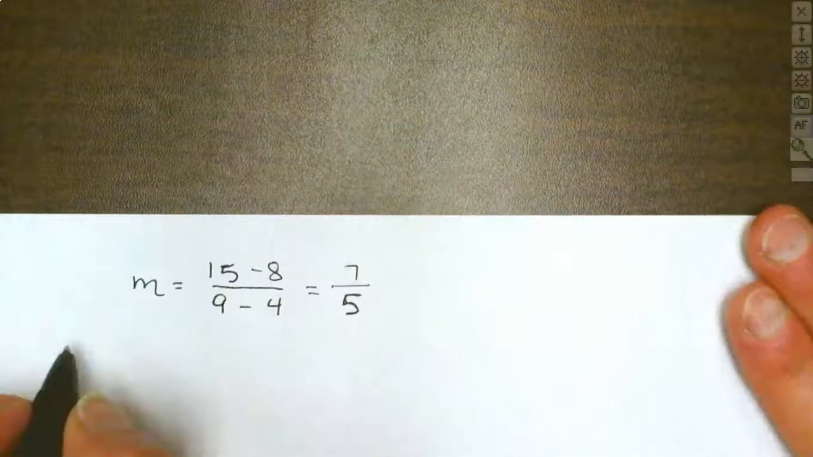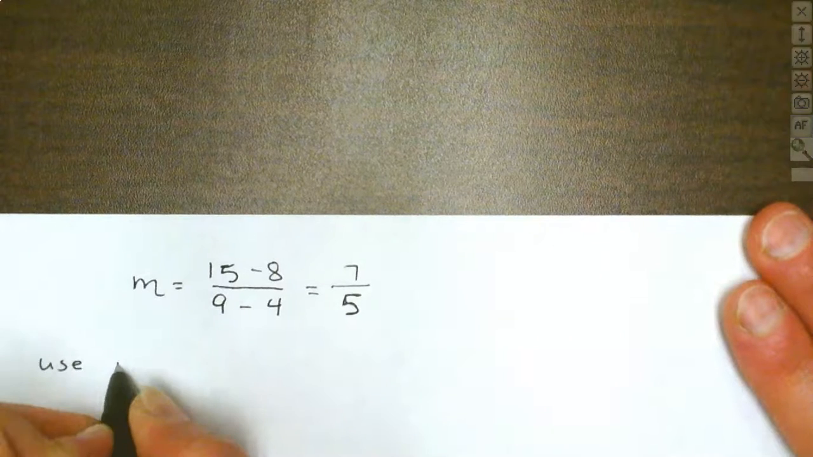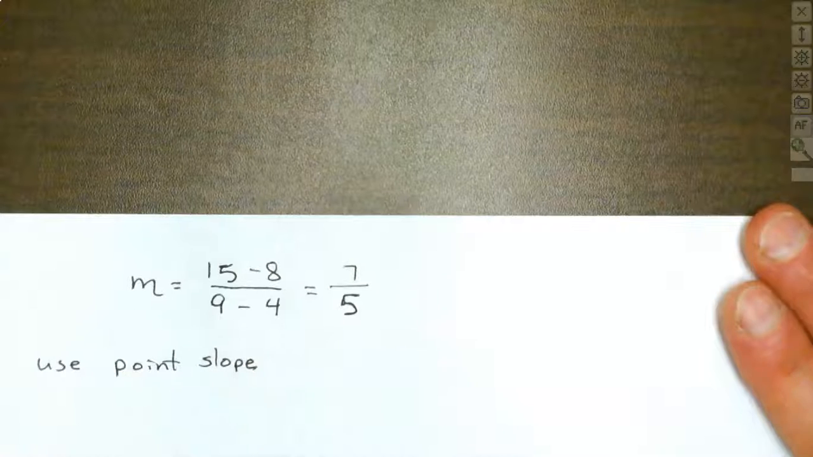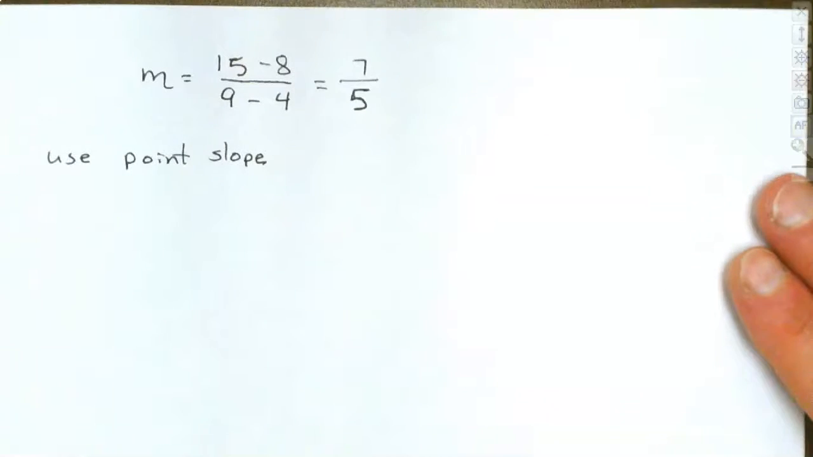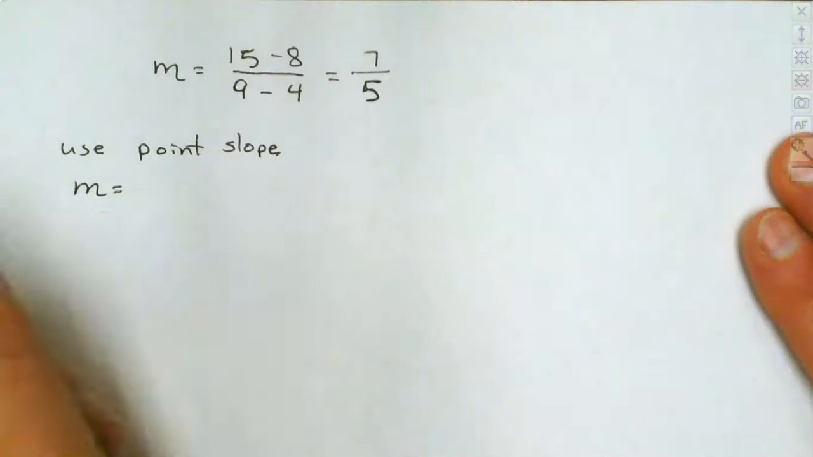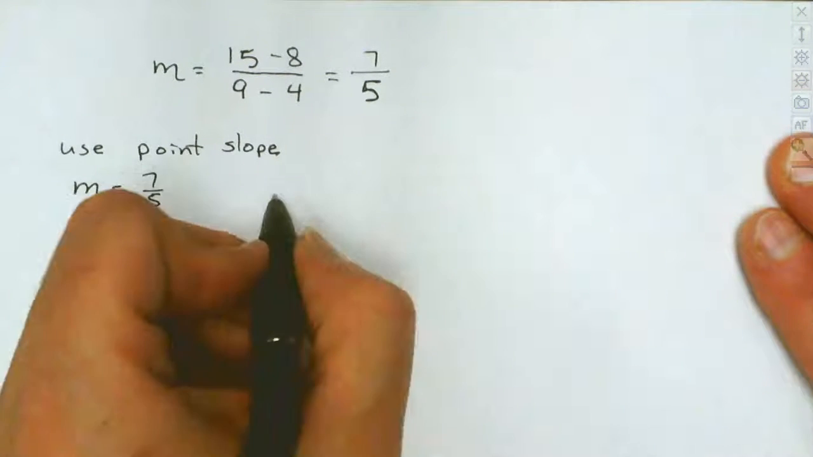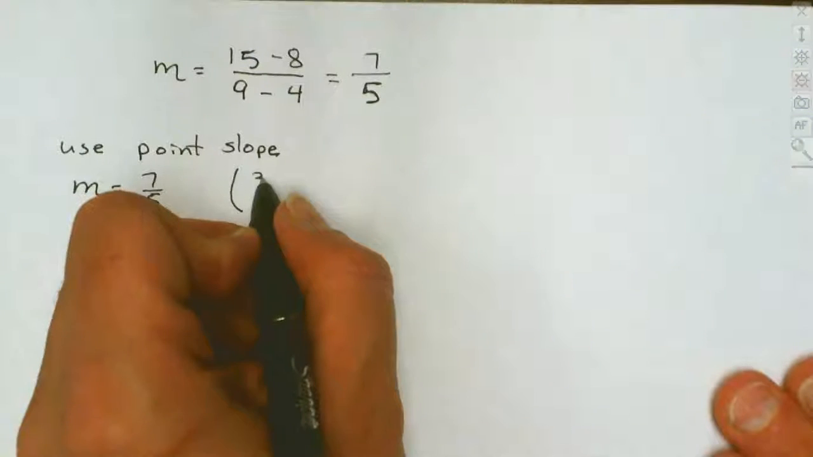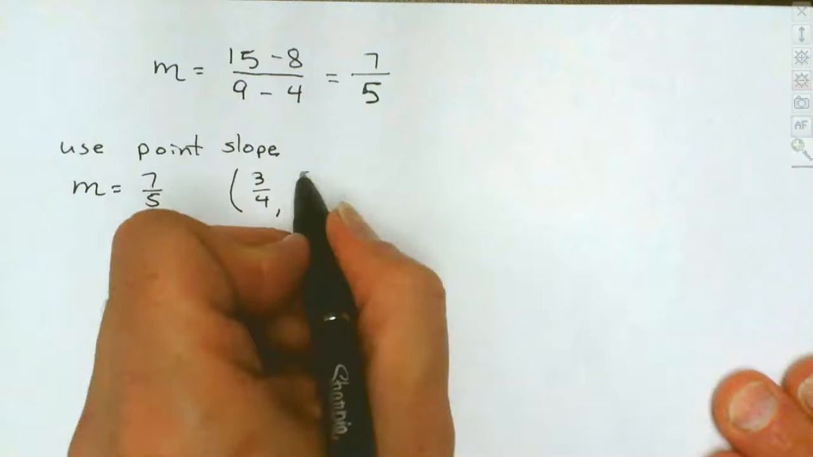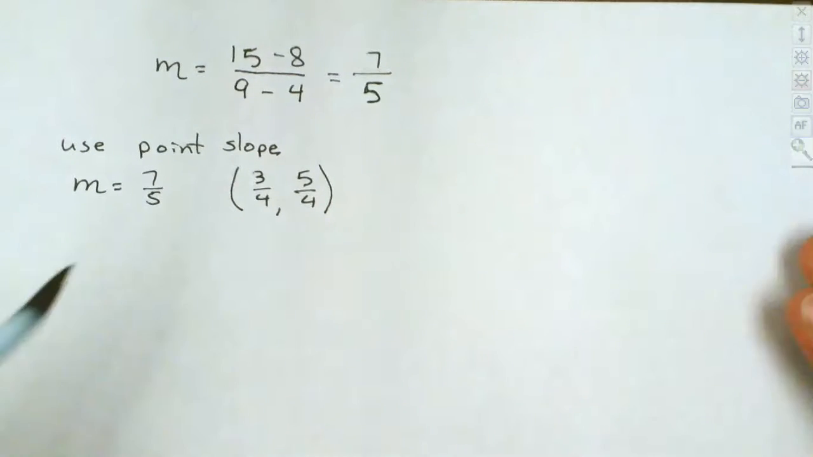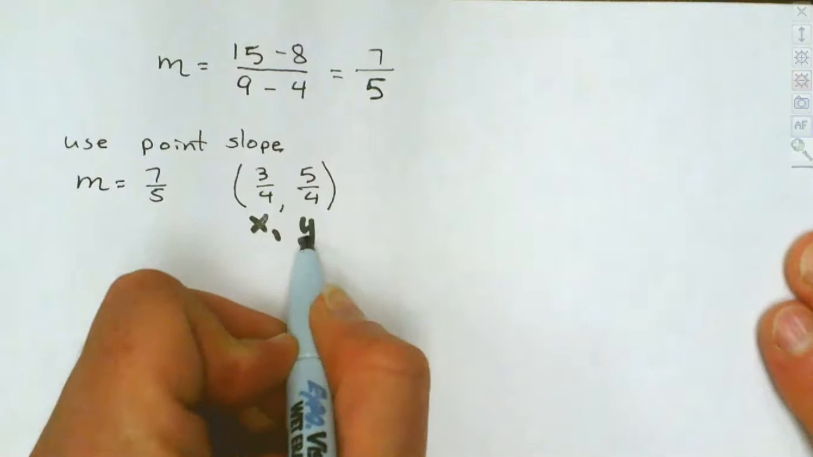What do we do next? Well, next we use point slope. And this one is a little bit trickier because of the fractions. So we've got our slope, which is 7/5. And we'll just use our first ordered pair. Does not matter which one you use. We'll just use our first one, which is 3/4, comma, 5/4. x1, y1.